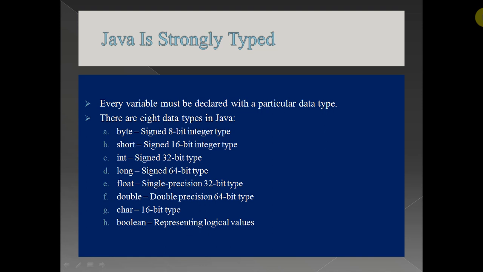The first four data types, that is byte, short, int, and long, are for integer variables. The next two, float and double, are used for floating type variables. Character, char, is used for character type data, and Boolean is for the logical values.